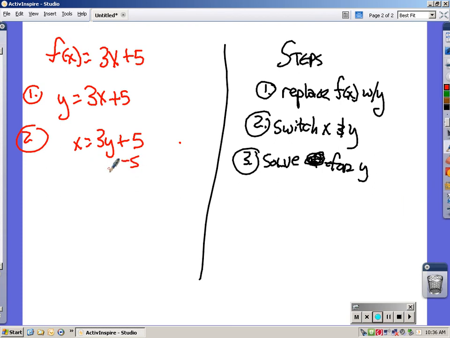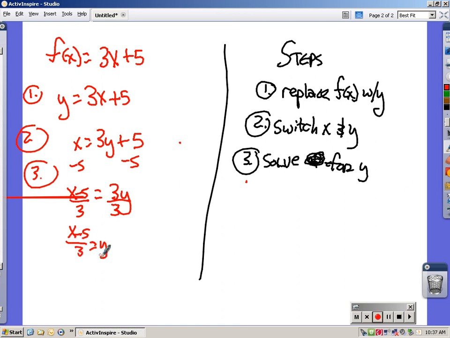Solve for y. And so then we just do some algebra. I'm going to subtract 5 from both sides. x minus 5 is 3y. Sorry, this is problem 3. And then still getting y all alone, I'll divide everything by 3. So x minus 5 over 3 is y.